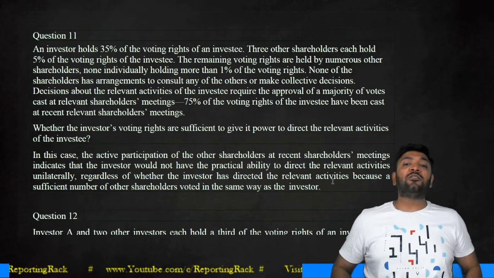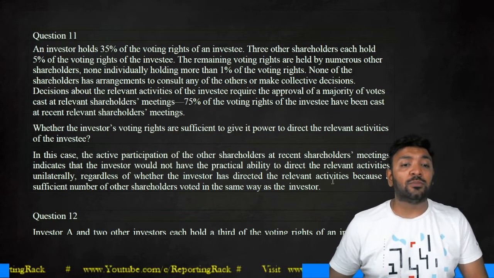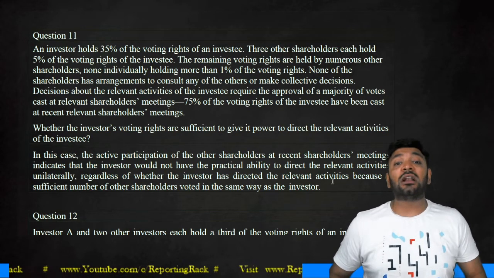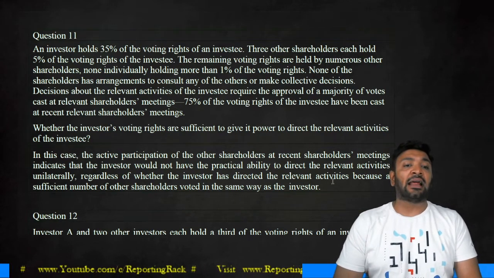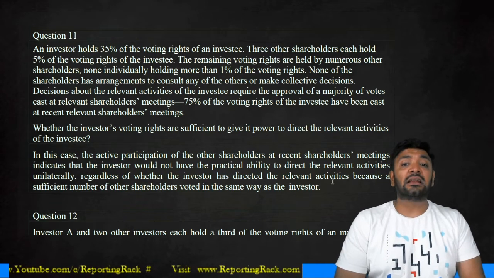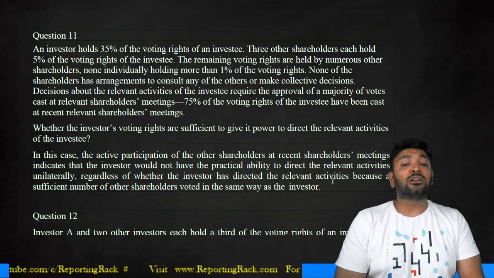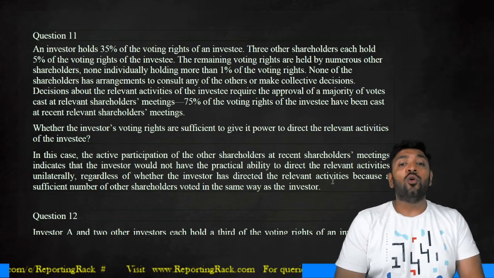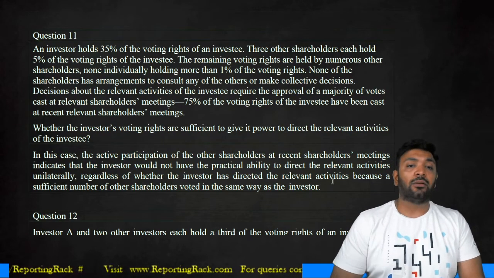In this case, the active participation in the recent shareholders meeting indicates that the investor does not have a practical ability to direct the relevant activities unilaterally, regardless of whether the investor can direct the relevant activities because a sufficient number of other shareholders voted in the same manner as the investor.